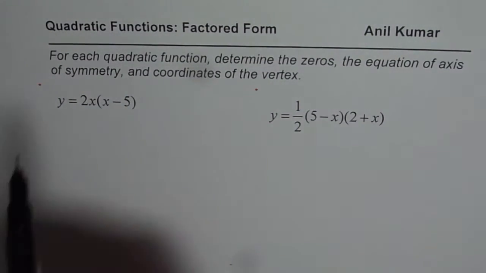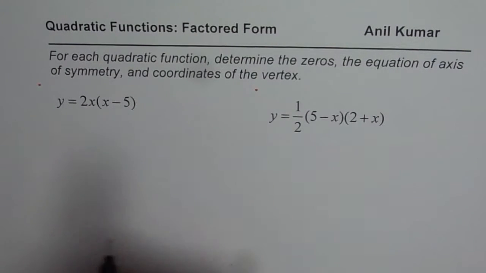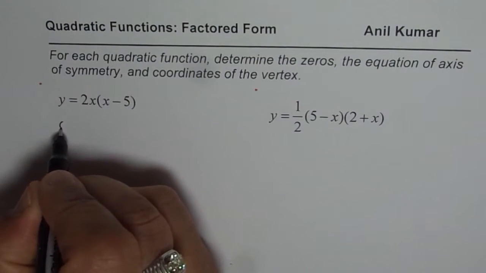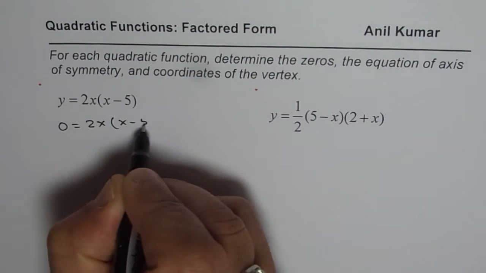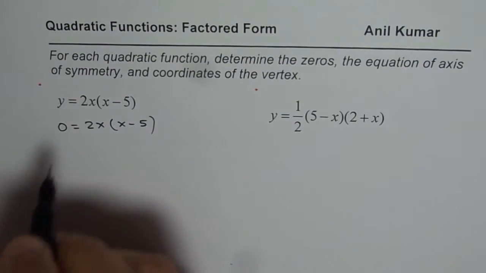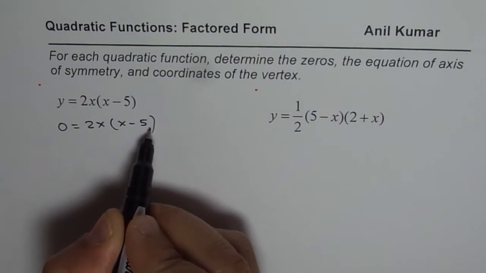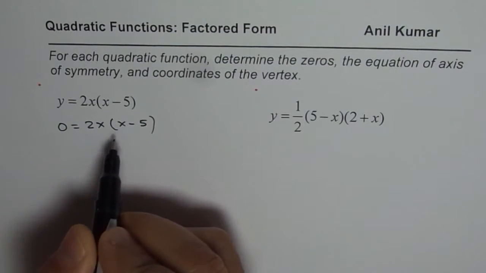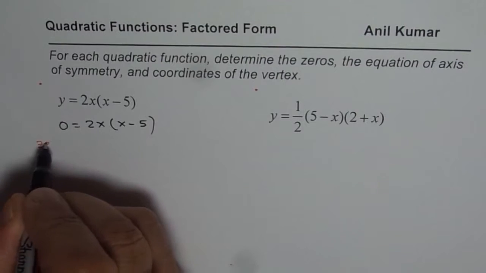The very first equation is y equals 2x times (x minus 5). If we want to find the zeros, we'll equate y to 0. So we'll say 0 equals 2x times (x minus 5). Now this equation is 0 if either x is 0 or x equals 5, right? So we have to equate these two factors to 0 and find the zeros. The steps to find the zeros are like this.